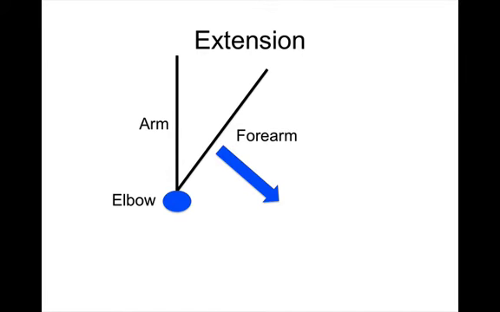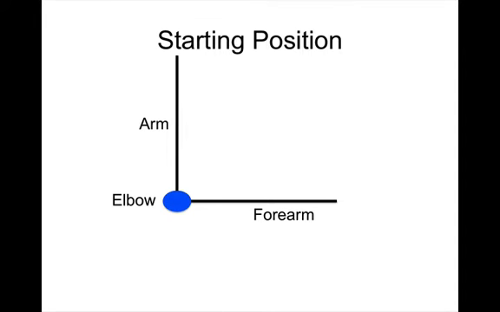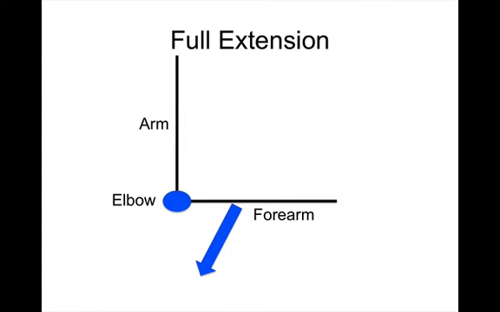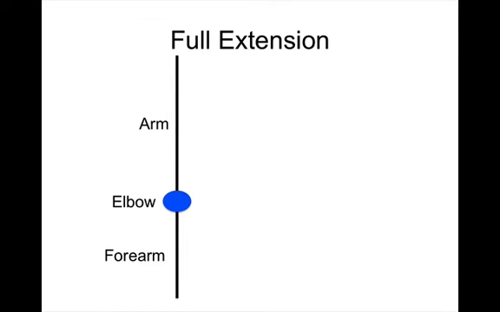Then we can extend. So that is basically taking us back to where we were before. We're moving the forearm back away from the arm, and then we have back to the starting position. But we can fully extend, right? And so that is moving the forearm away from this 90-degree angle, and so we're fully extended at the elbow. And so there's the result of full extension. That's basically when your arm is to your side, and it's completely straight, full extension.